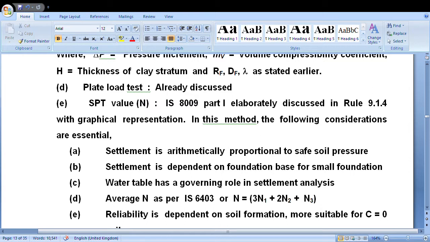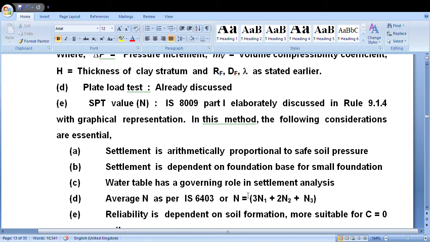Settlement is dependent on foundation base. For small foundations, there are very less chances of high variation, but for big foundations, there shall be a huge variation. We should not forget that. For small foundations it is almost alright, but for medium foundations, these are not good considerations to accept this provision.